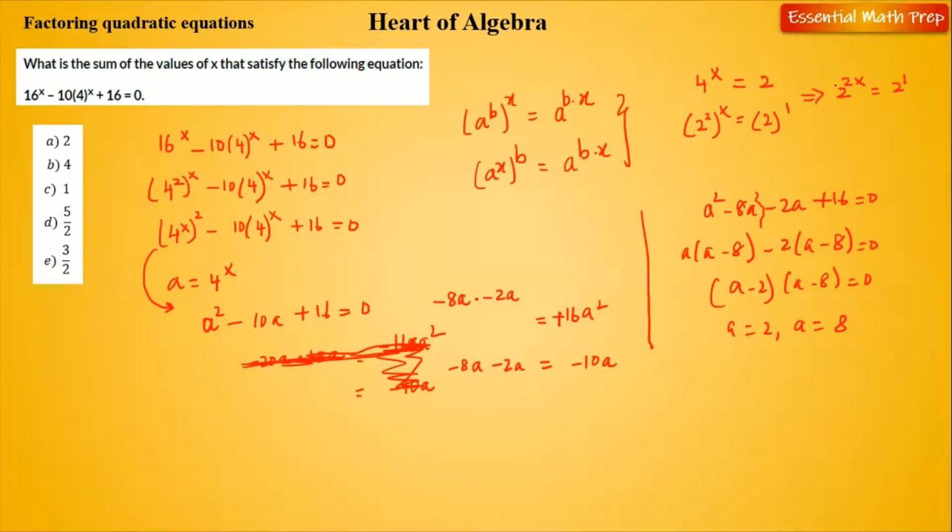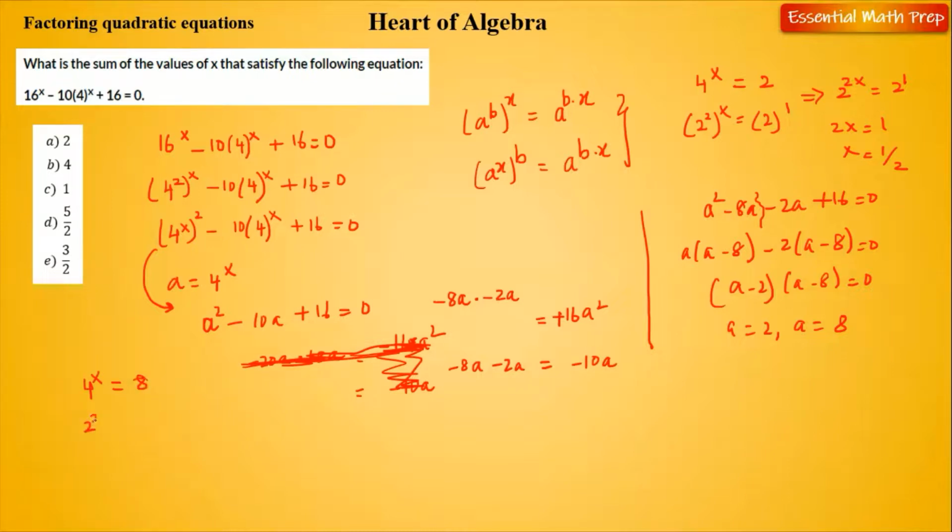If the bases are the same, then the powers should be equal. 2x equals 1, x equals 1/2. Similarly, I'm going to write the other part of the problem here. 4 raised to the power x is 8.